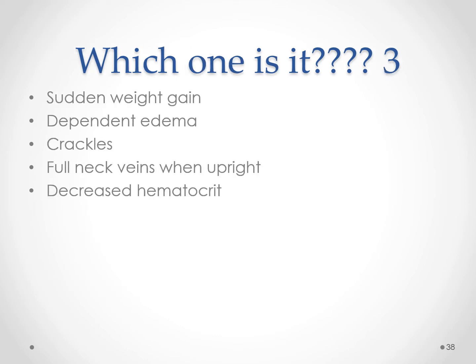Okay, so let's take a look at this one. Sudden weight gain. Okay, so we're going to think through these. Dependent edema, crackles. Full neck veins when upright. Decreased hematocrit. Okay, well, that's our lab value. So decreased hematocrit goes to something I think we know. But let's look at sudden weight gain. What does that mean about fluid? Sudden weight gain means that we are somehow holding on to the fluid, but I don't know where yet. I don't know if it's extracellular or intracellular. Are my tissues holding on to it, or are my veins? I don't know yet.